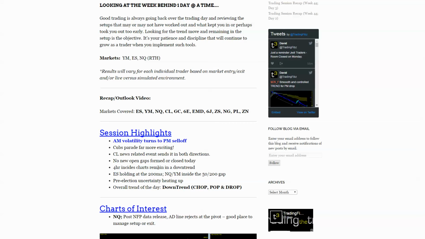Non-farm payrolls came out. A lot of AM volatility on that. Crude, again, pretty volatile today in both directions. We'll show you a chart on that today. No new open gaps today. The 4-hour chart still remains in the downtrend. And as I said, pre-election uncertainty is absolutely heating up here.